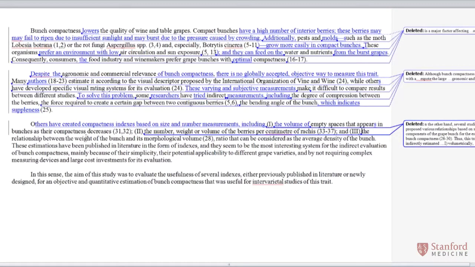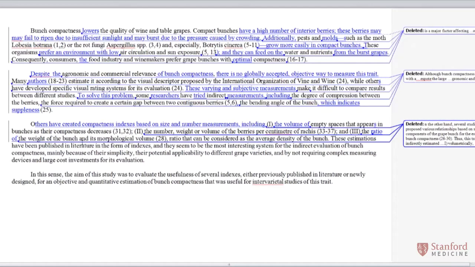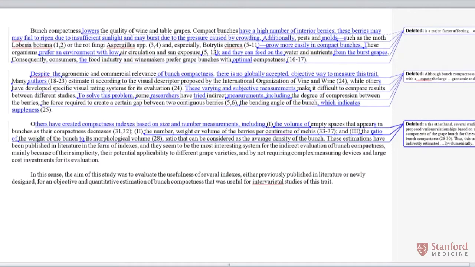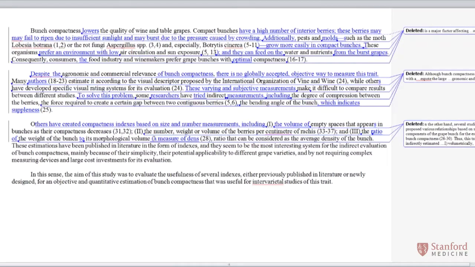and the relationship between the weight of the bunch and its morphological volume ratio can be considered as average density. Instead of saying relationship, let's just say from the beginning, the ratio of the weight of the bunch to its morphological volume, because that's really the relationship we're measuring. And then if you wanted to note that that's a measure of density, you could put that in parentheses, a measure of density. So those are the 3 indexes that have been proposed in the literature. And I don't think we need to say that they're published because we've already referenced them. We don't need to repeat the fact that they're in the literature because that's sort of obvious from the references.